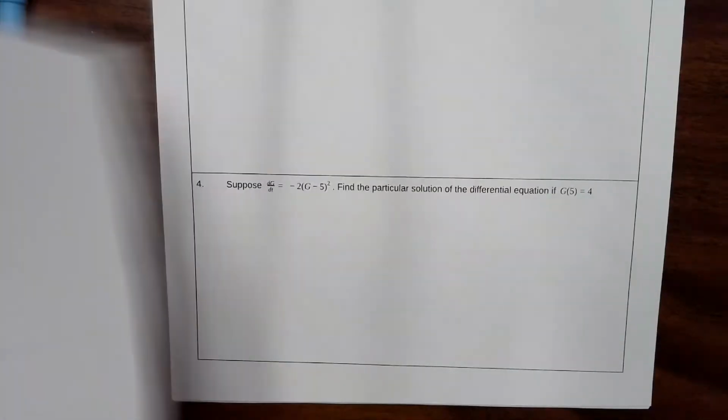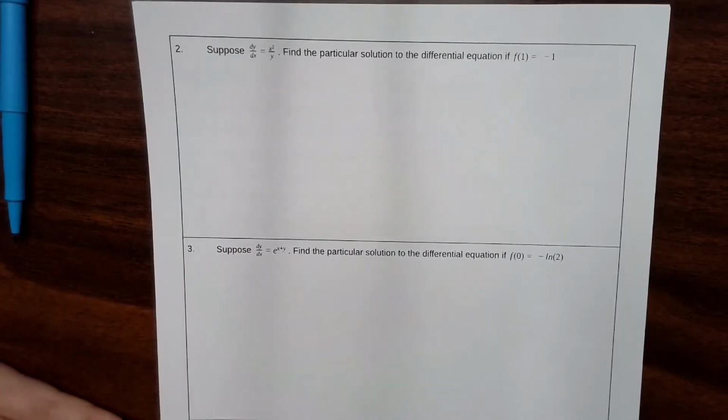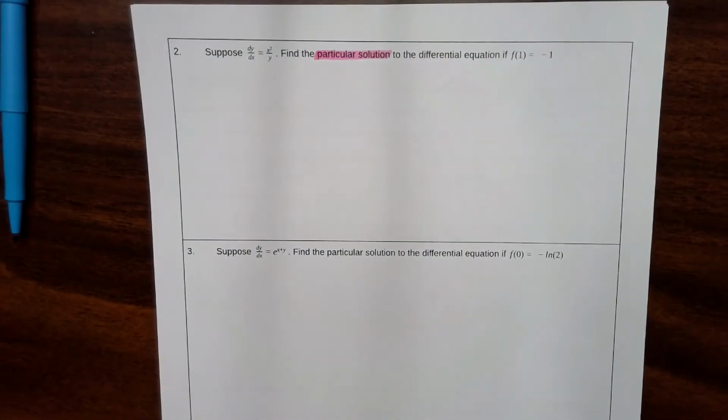Let's do another example. So in problem number 2, it says, suppose dy over dx equals x squared over y. Find the particular solution if f of 1 is negative 1. So again, find the particular solution, which means figure out the original equation if this is the derivative.